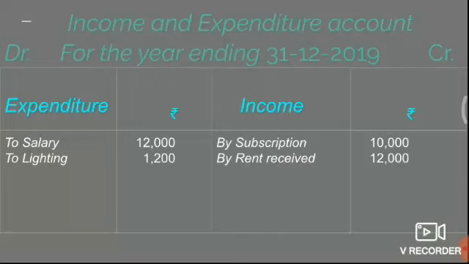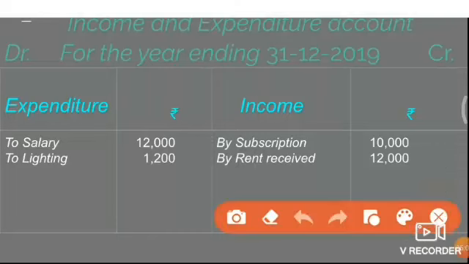If you look at the income and expenditure account, it is similar to the profit and loss account. If you remember last year in class 11, when you made the profit and loss account, we debited all the expenditure and we credited all the income. So if you look at it very carefully, salary is an expenditure, so it is shown on the debit side. Lighting is an expenditure, it is shown on the debit side. On the other hand, the incomes, for example, rent received is an income, it is shown on the credit side.